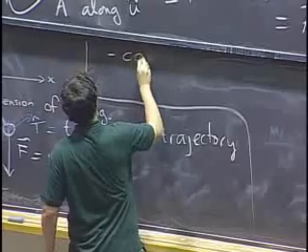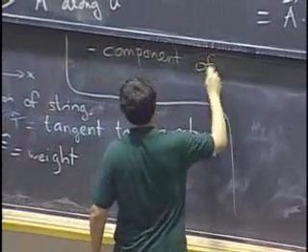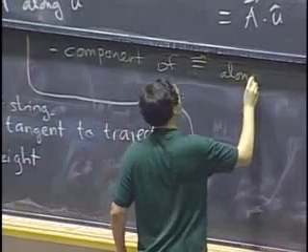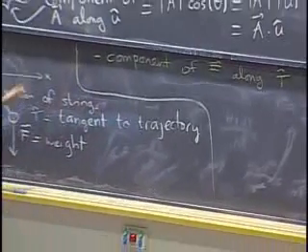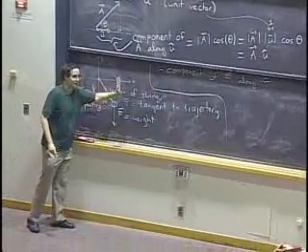And so the component of F along the tangent direction is what causes acceleration in the direction along the trajectory. It's what causes the pendulum to swing back and forth.